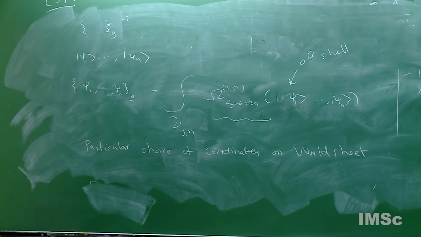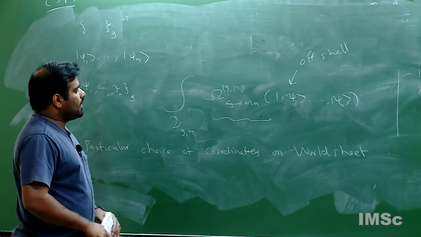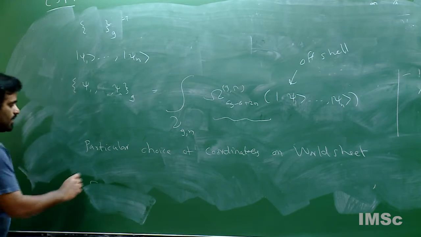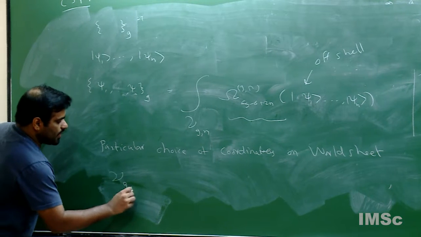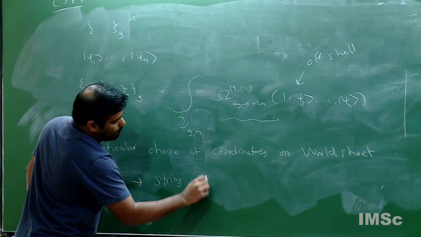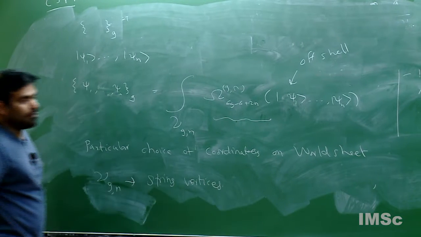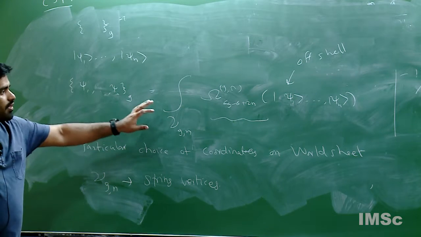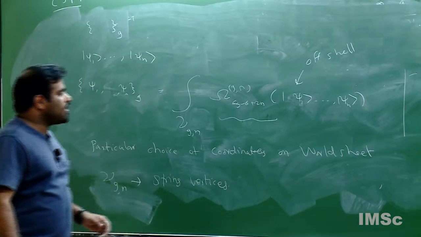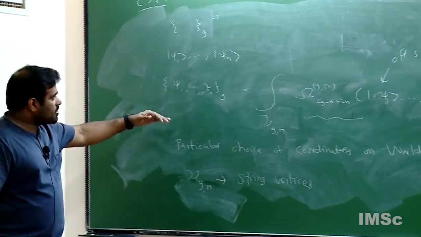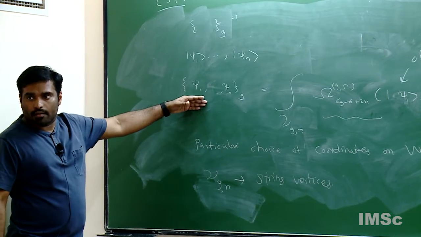And once you compute such an off-shell measure, you should integrate over a region inside the moduli space, which I denote by nu gn. And this region, nu gn, is what is usually called string vertices. Now remember that this object cannot be an arbitrary object. It seems like you can choose any choice of coordinate on the worldsheet and then integrate over a certain region inside the moduli space. But it has to satisfy the fundamental identity.